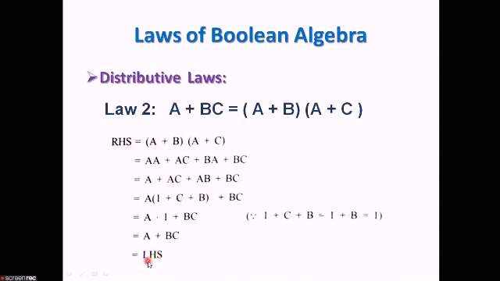Which one is equal to the left hand side? So this one is A plus of BC. So we can prove that A plus of B into A plus of C, already we have proved that it is equal to A plus of BC.